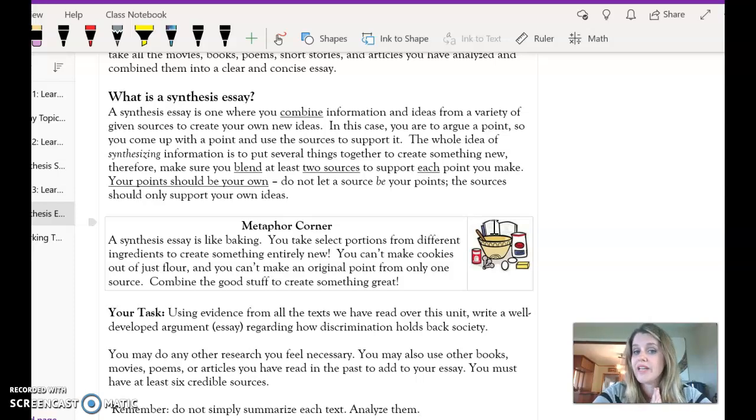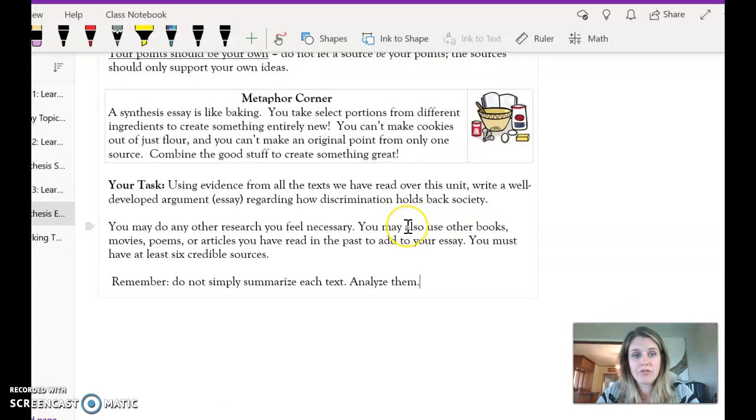Therefore, make sure you blend at least 2 sources to each support each point you make in each paragraph. So that's a total of 6 sources. Your point should be your own. Do not let your source be your points. Your sources should only support your own idea. So your point is going to be blank discrimination holds back all of society by, and then you're going to come up with 6 sources to support it.